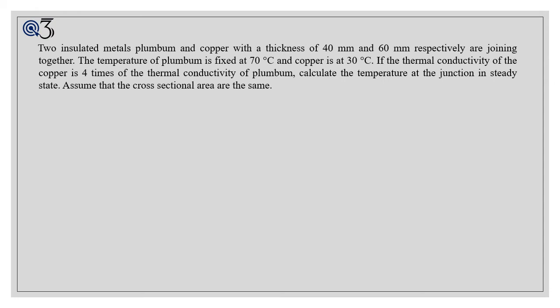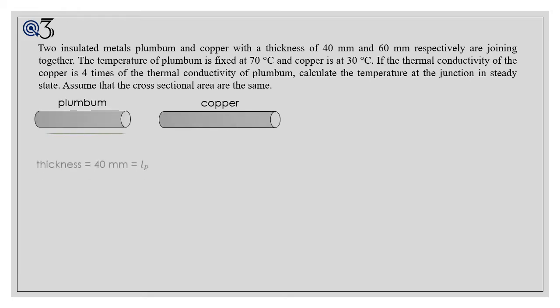Question number 3. Two insulated metals, plumbum and copper with a thickness of 40 mm and 60 mm respectively are joined together. The temperature of plumbum is fixed at 70 degrees Celsius and copper is at 30 degrees Celsius. If the thermal conductivity of the copper is 4 times the thermal conductivity of plumbum, calculate the temperature at the junction in steady state. Assume that the cross-sectional areas are the same.